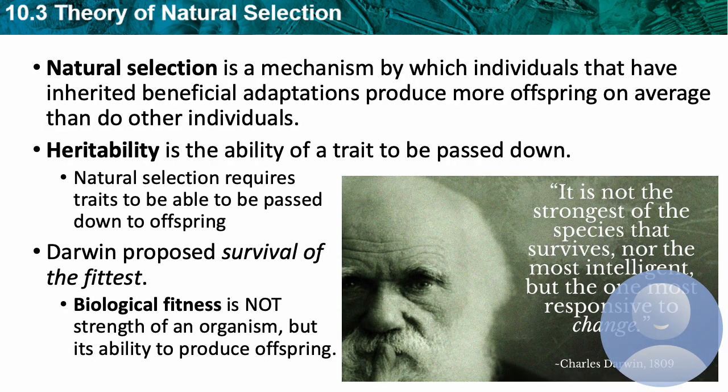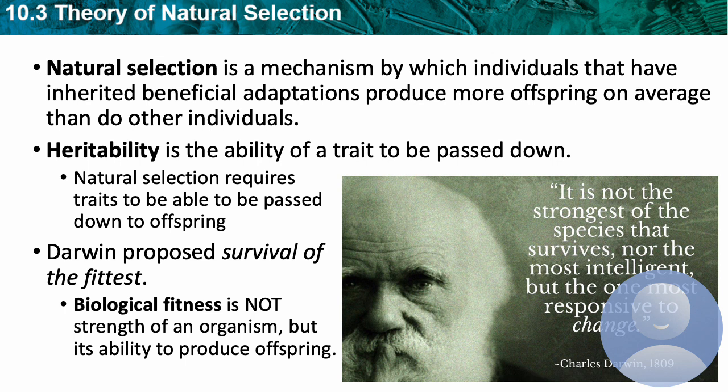So natural selection was the idea that the environment or nature was the thing that was selecting what the beneficial adaptations would be instead of humans. And the idea that Darwin had is that if an individual was really well suited for its environment, it would probably be able to pass down that trait to its offspring.